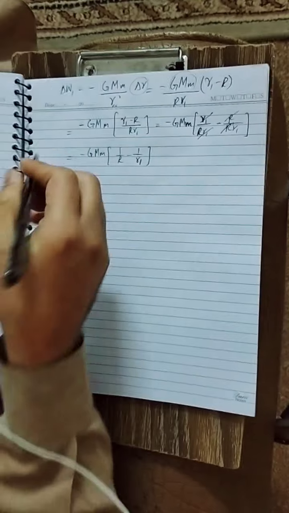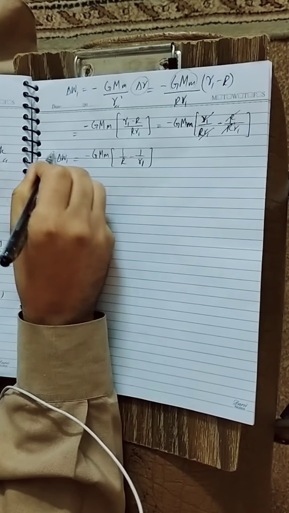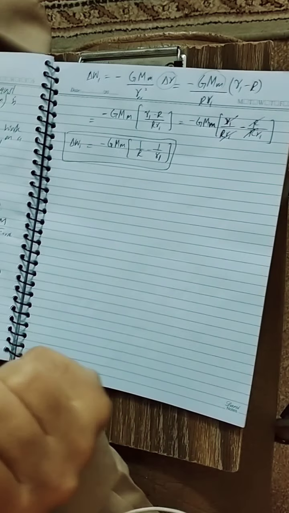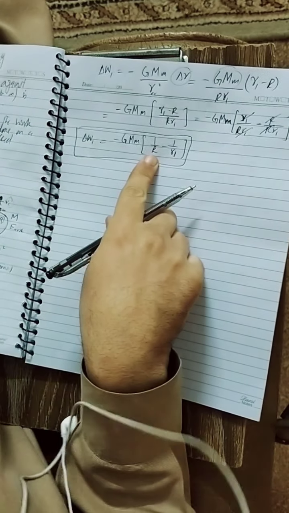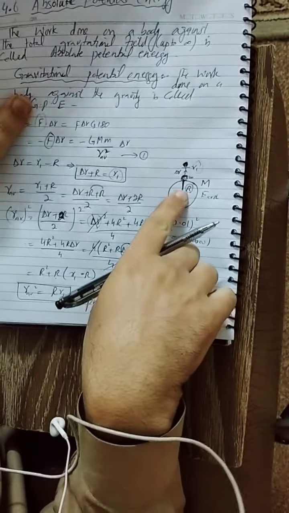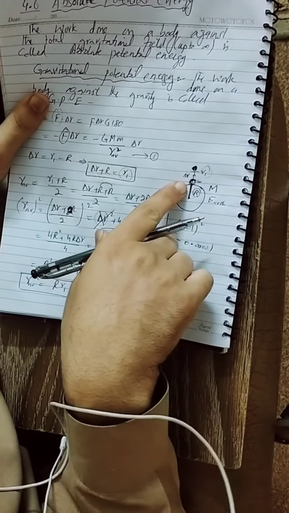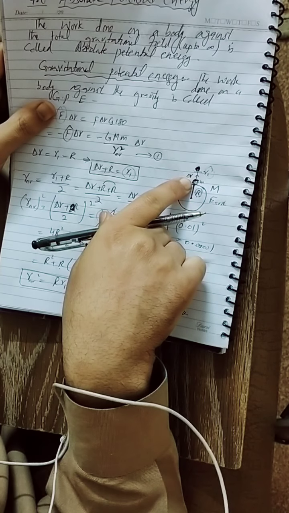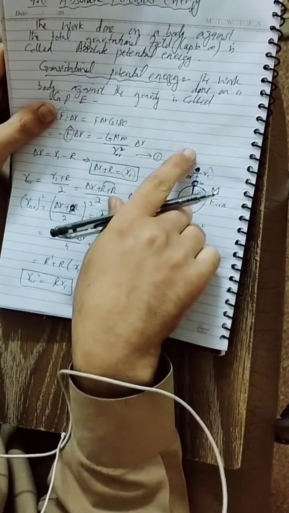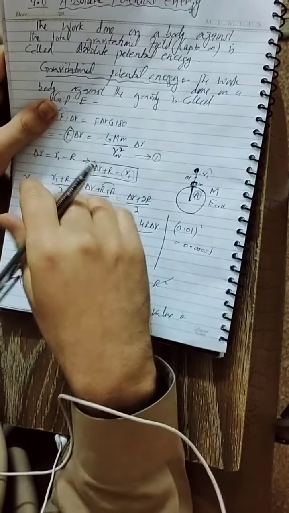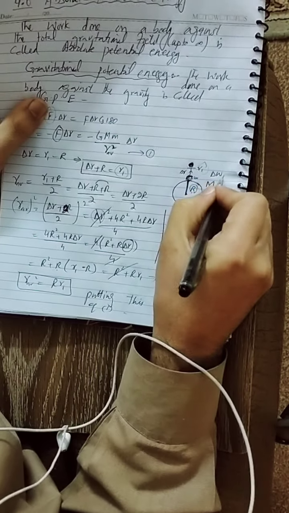Now this is the first work done. This work done is from capital R to R1. Look at the diagram. In the diagram, the body was initially placed at a distance approximately equal to the radius of Earth. Then we displaced the body up to a distance of R1. So we did some work. That work done is the first work done, W1.